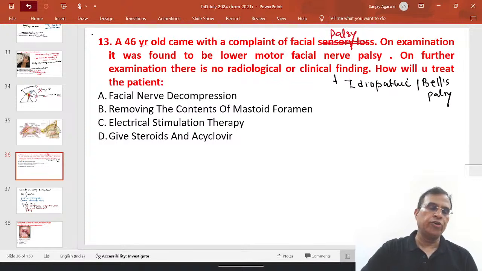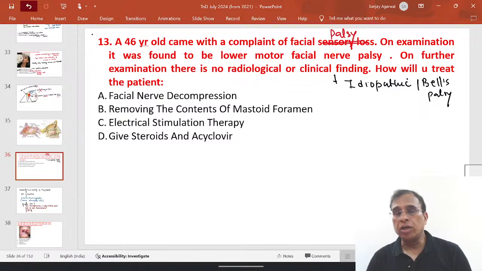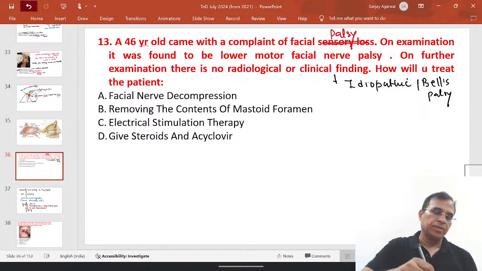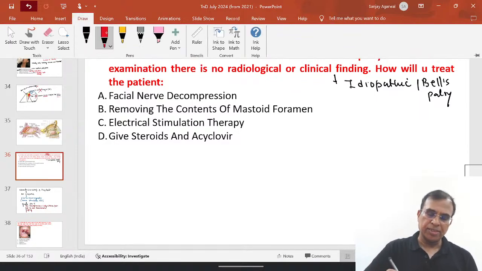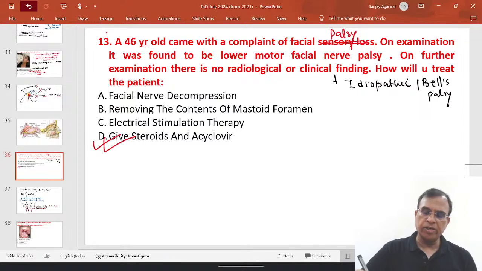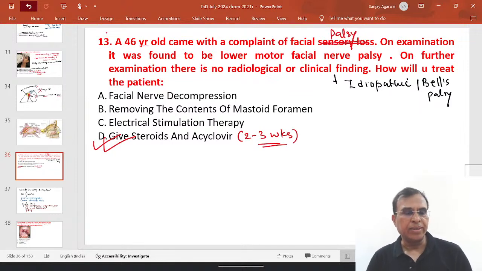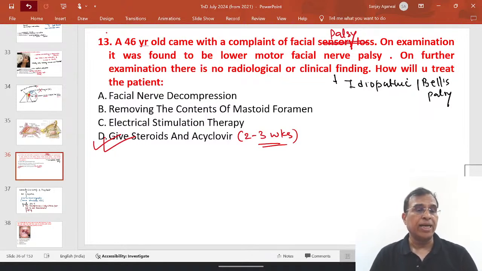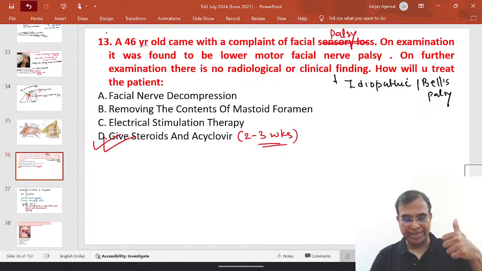And how do you treat Bell's palsy? Even non-medicos know this answer. Such a simple question. Yes, steroid with acyclovir for 2 to 3 weeks is the first thing that you do. So Soumit Gangopadhyay, Sukuna, Aditi Goyal, Satyendu, absolutely spot on, correct.